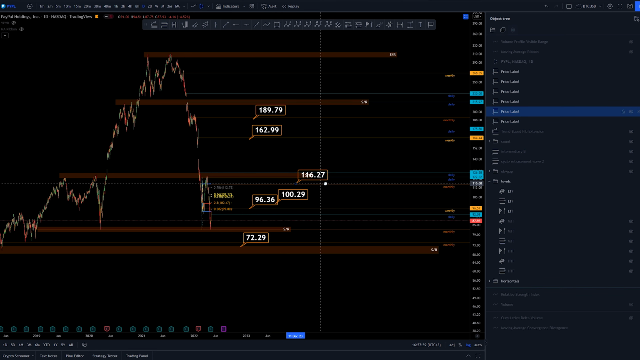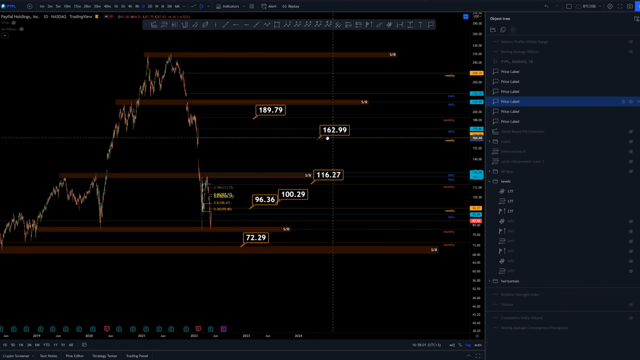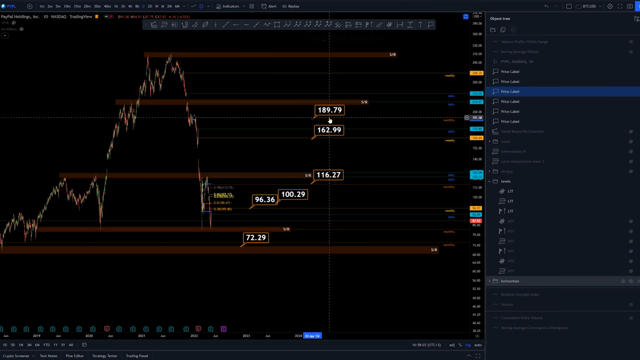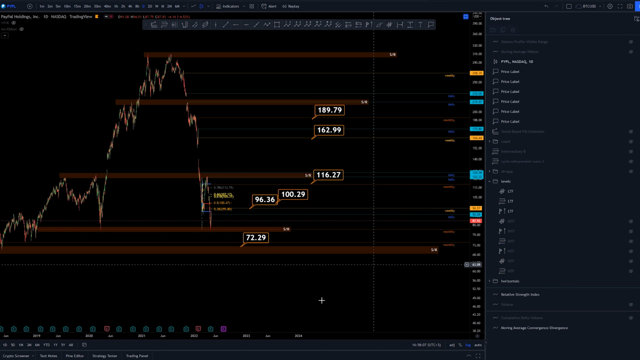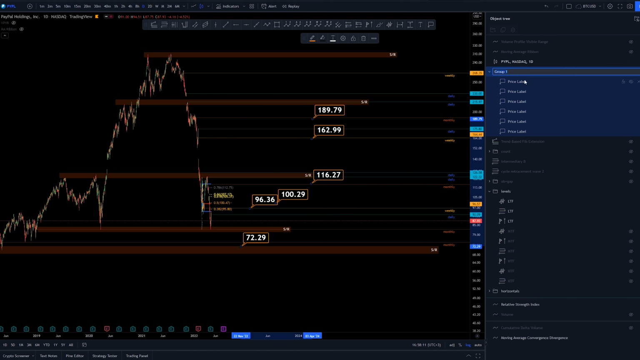I'm just laying these out here, so if you want to take a screenshot or just have them on your chart as well, set some alarms, you can do that. I'm going to create a folder for targets for myself here.